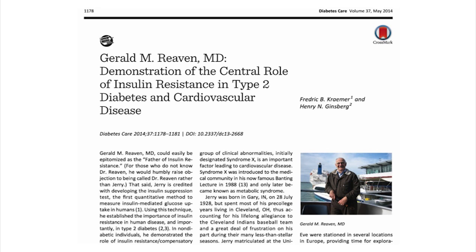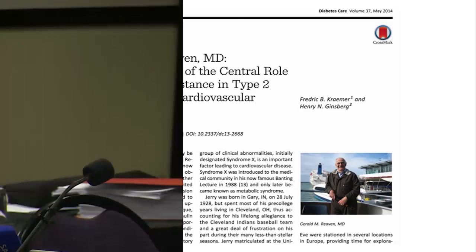So here it is. Gerald Raven could easily be epitomized as the father of insulin resistance. Please understand he's a professor of medicine at Stanford University, one of the 3 top universities in the world. So this is not a crank. He's not a madman. And so it says Gerald Raven could easily be epitomized as the father of insulin resistance. In addition to emphasizing the role of insulin resistance, compensatory hyperinsulinemia, and that's key, because he's the first person who draws attention to the role of high insulin levels in causing heart damage.